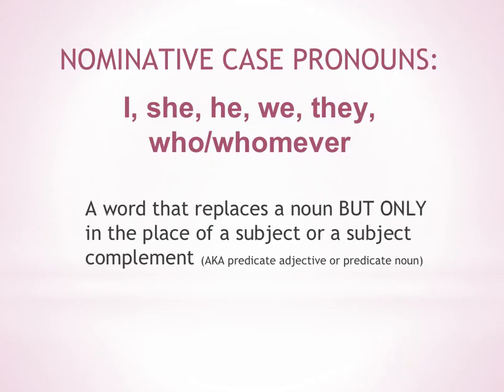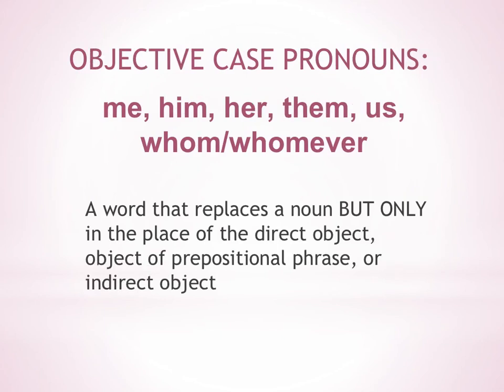The nominative case pronouns are words that replace a noun, but only in the place of a subject or a subject complement. These are also known as predicate adjectives or predicate nouns, which you might have learned in middle school. Objective case pronouns are words that replace a noun as well, but this time they only replace it as if they are the direct object, the object of the prepositional phrase, or an indirect object.